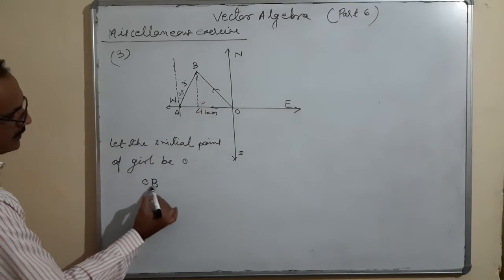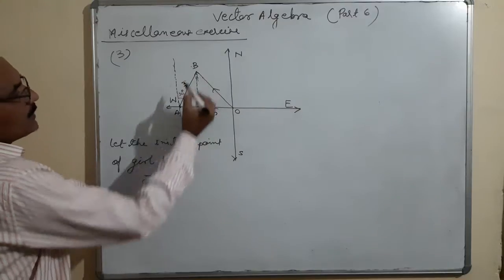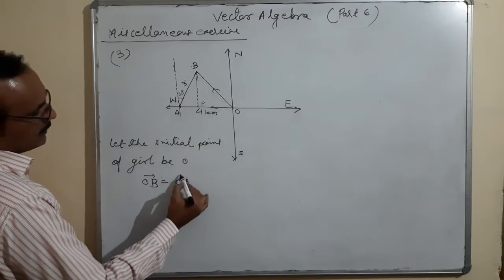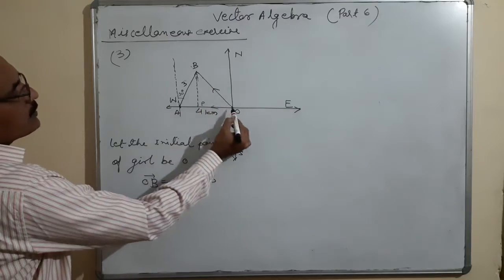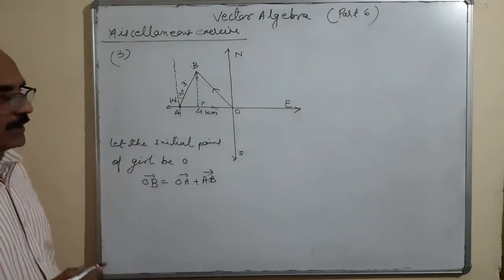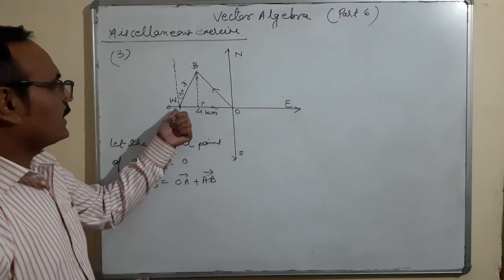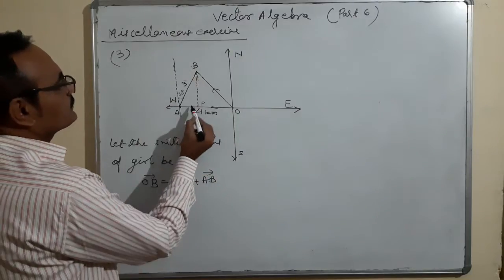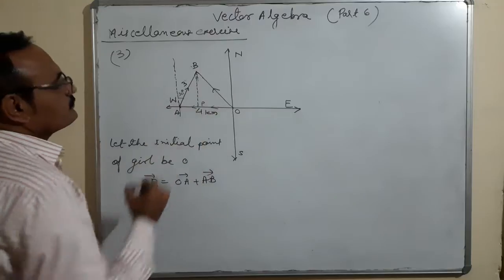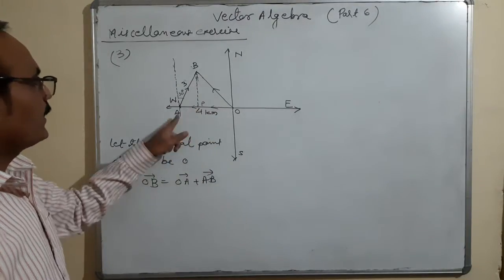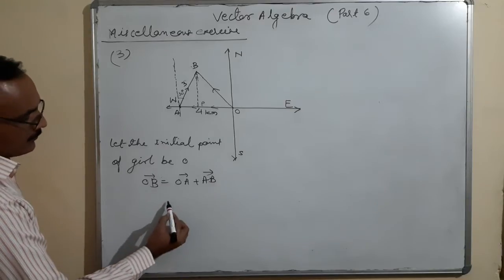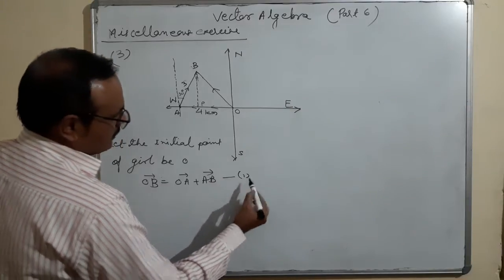So vector OB is equal to OA plus AB. Am I right? OB is equal to OA plus AB because she has come here to A and from A to B. Got it? OA, we don't have any problem finding the vector. This is equation number 1.